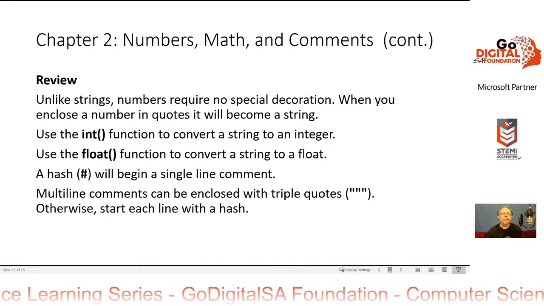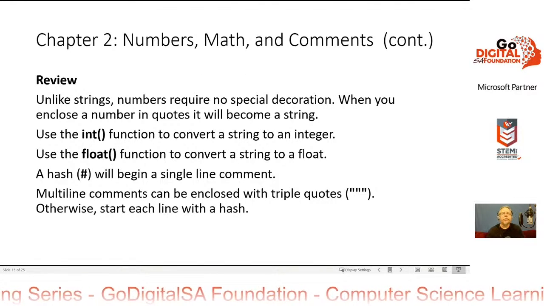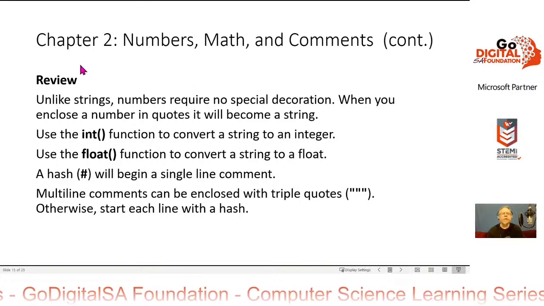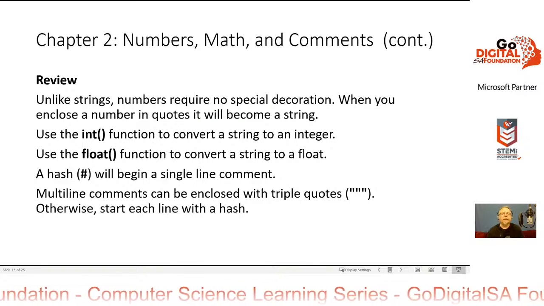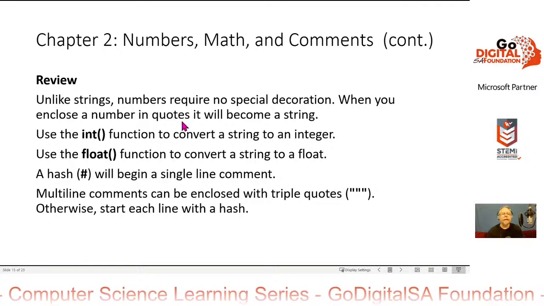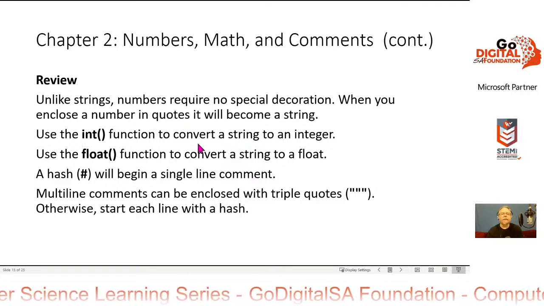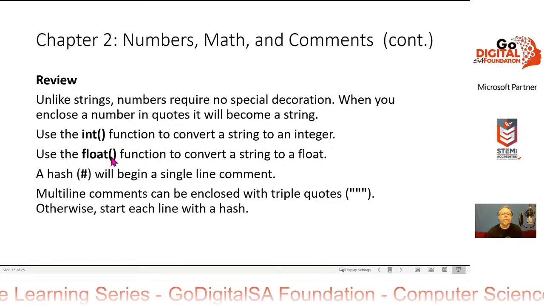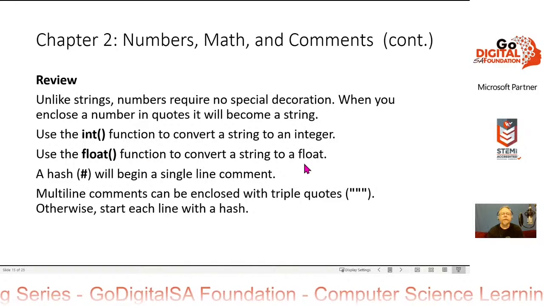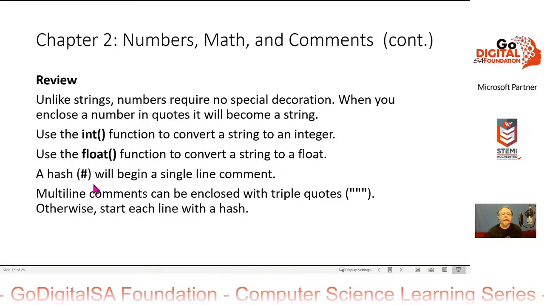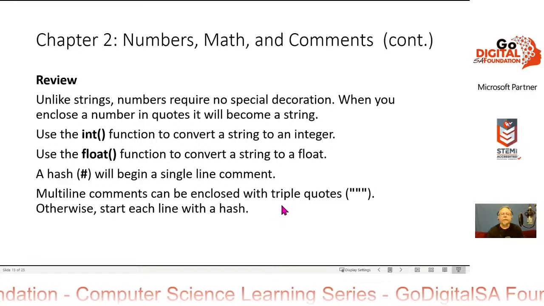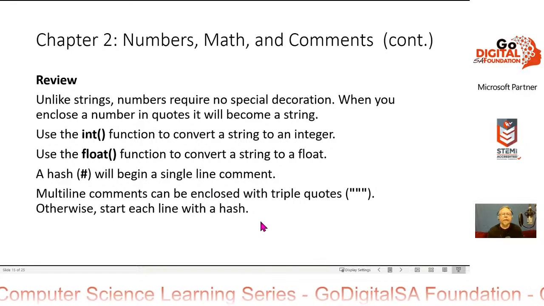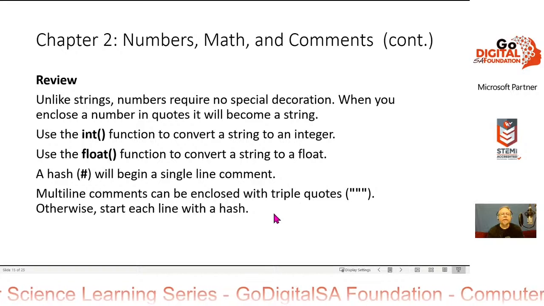Okay, so let's review what we've gone over in chapter 2. Unlike strings, numbers require no special decoration. When you enclose a number in quotes, it will become a string. Use the int function to convert a string to an integer. Use the float function to convert a string to a float. A hash will begin a single line comment. Multi-line comments can be enclosed with triple quotes. Otherwise, start each line with a hash.